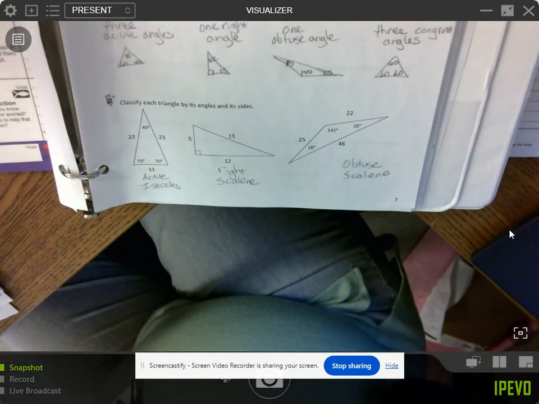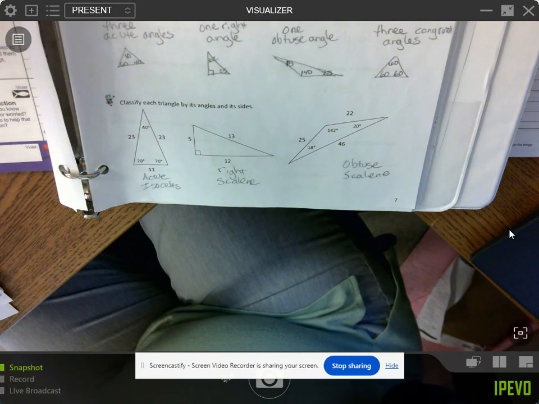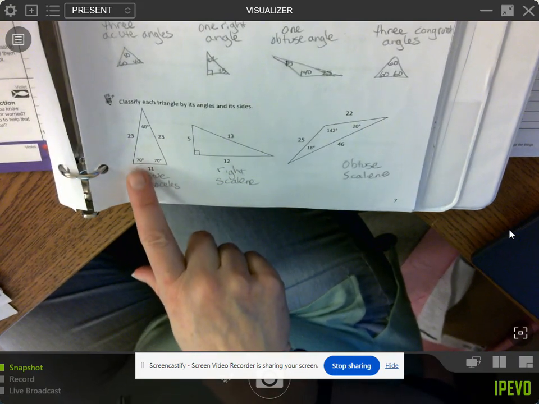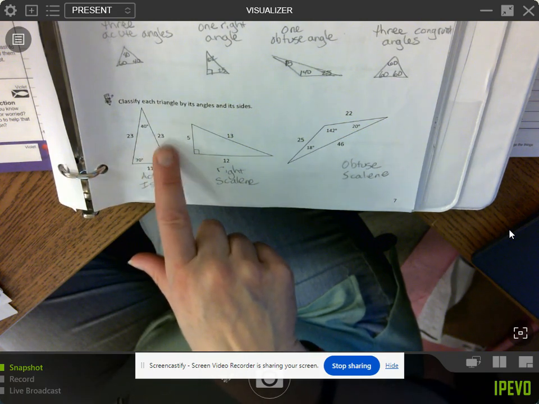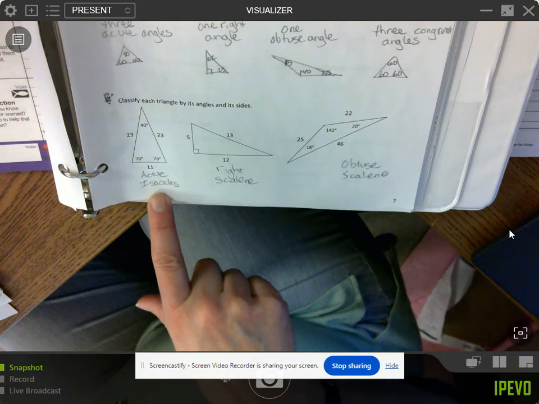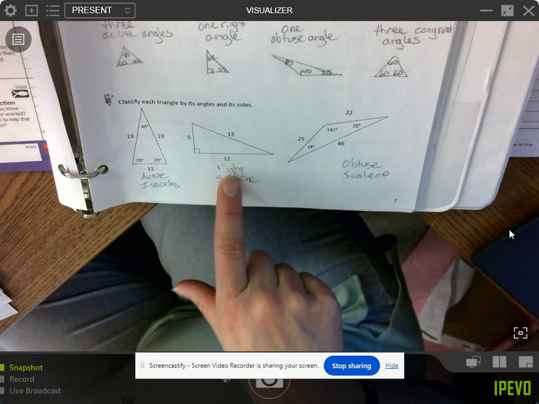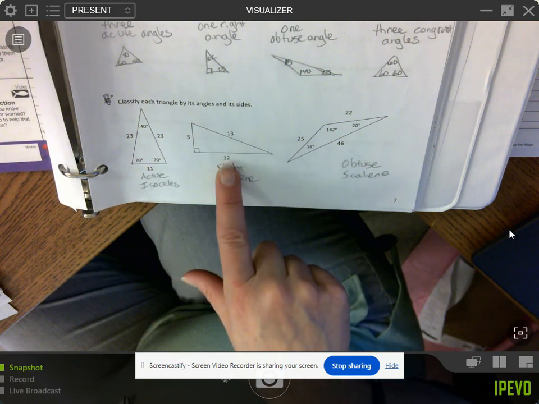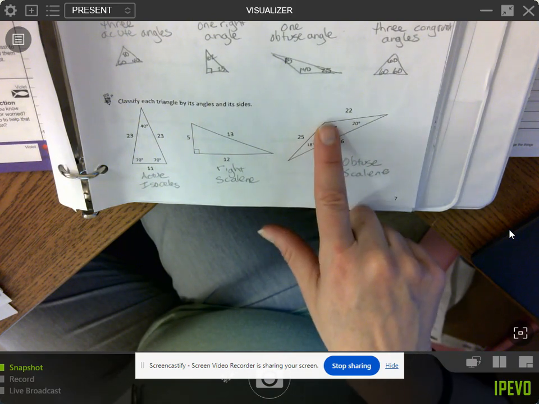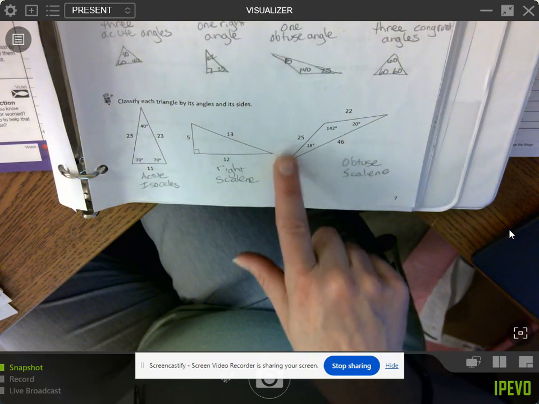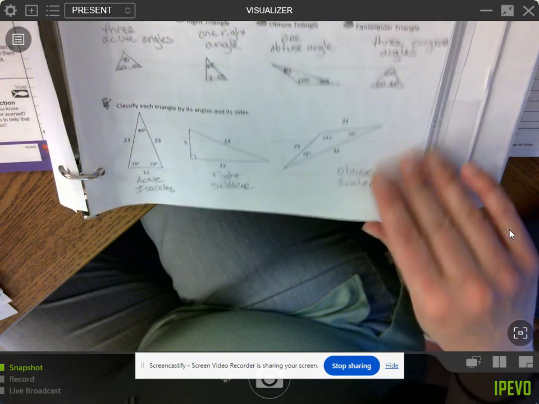When we look at our bottom, we needed to classify it by its angle name and its side name. So this first one, all the angles are little, so it is acute, and two sides are the same, so it is isosceles. Our second one, we have a right angle, so it's a right. All sides are a different measurement, so it's a right scalene. And our last one, we have one angle that is obtuse. All the sides are a different measurement, so it is an obtuse scalene triangle.